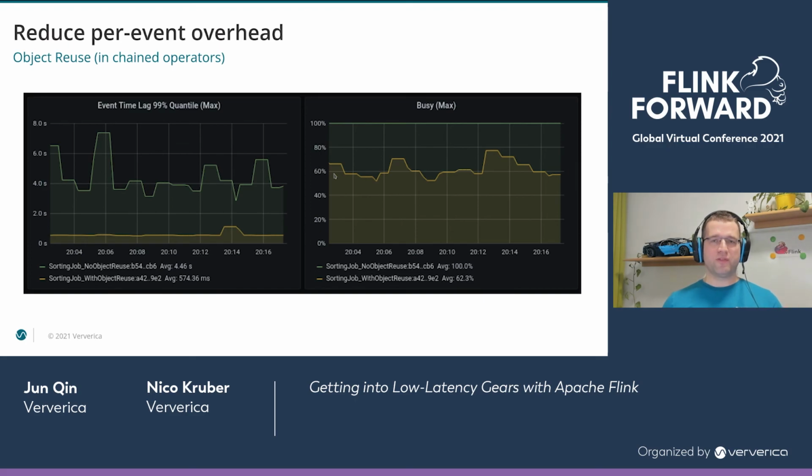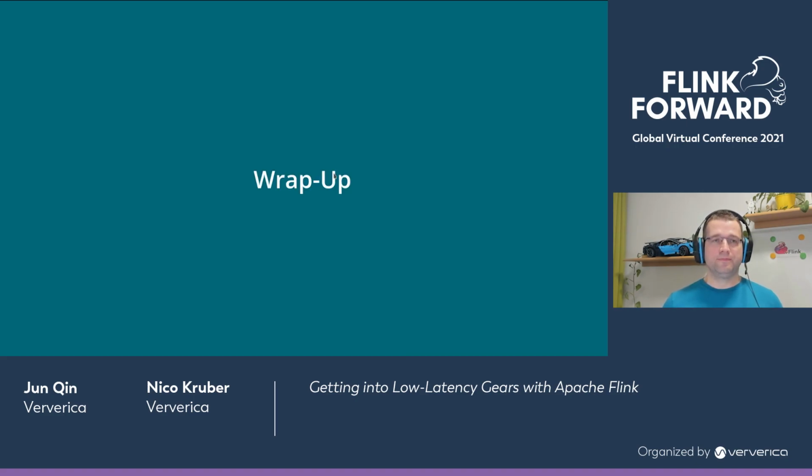By enabling object reuse, in this concrete example, we were able to bring down the overall CPU usage from 100% down to 60%, and that decreased the latency from 4.5 seconds to only slightly more than half a second. That is a huge gain, not just for throughput, but also for latency. And it's easy to enable.